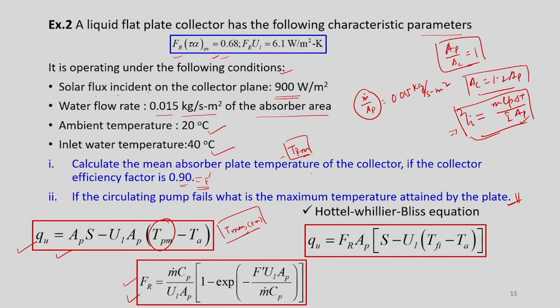Now our next step is, what if the circulating pump fails. The pump circulates the fluid, and if the circulating pump fails, there is no useful heat gain. So under that condition, in the second part of the problem, the useful heat gain QU is equal to 0.